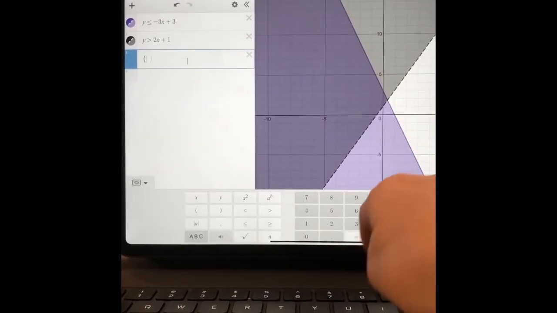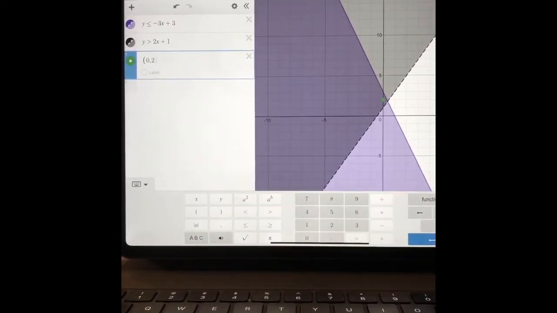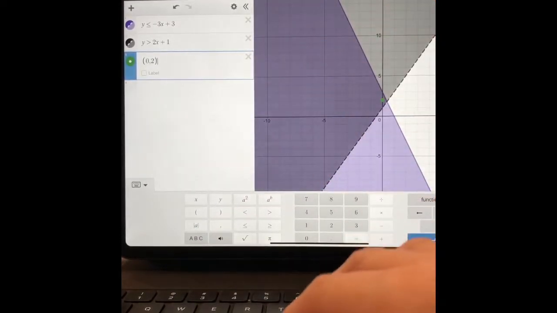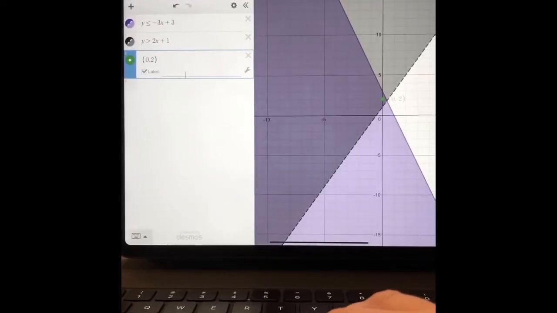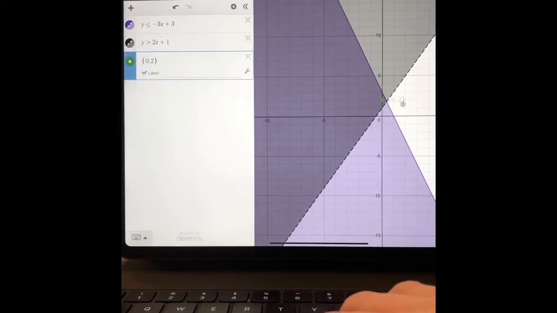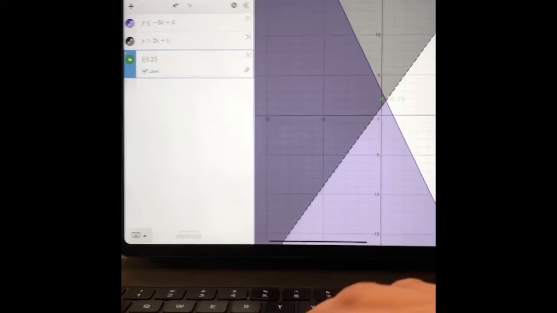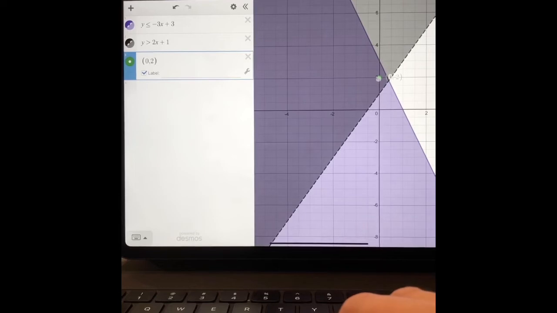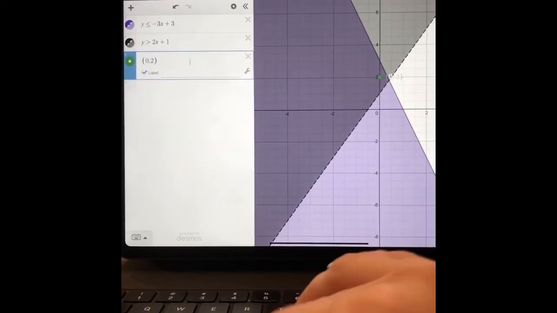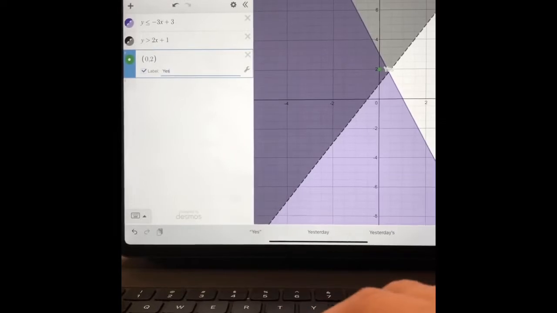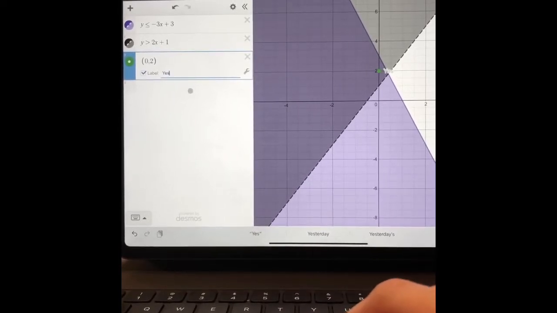Okay, so we were checking the point 0, 2. If I type in my point right there, it's actually going to graph that point for me. And I can click yes to label it. It labels it 0, 2 right here. And you can see that that point 0, 2 is part of my solution set. I'll zoom in a little. You can see this point is in the dark purple shaded area where the two shaded parts overlap. So this is a part of my solution set for both inequalities.